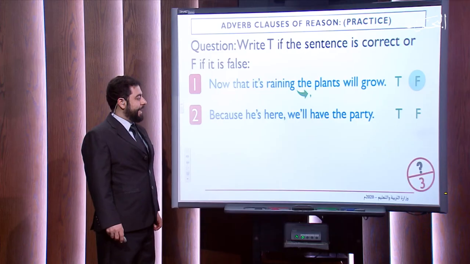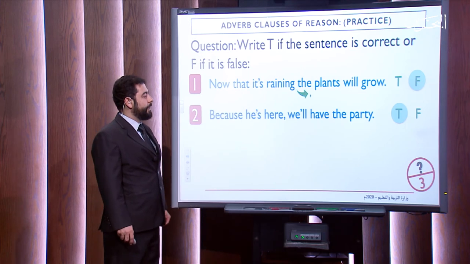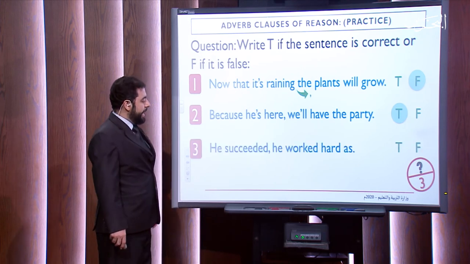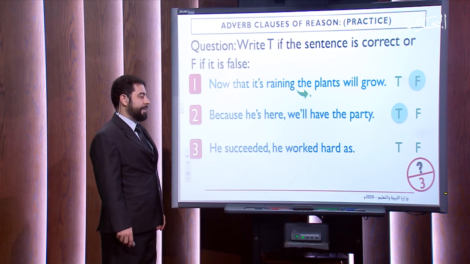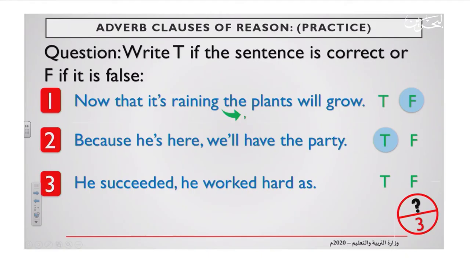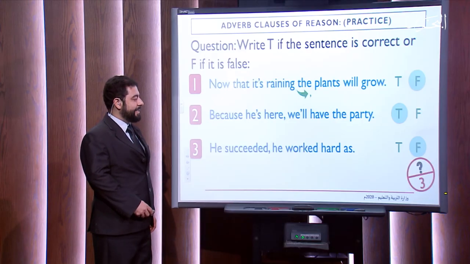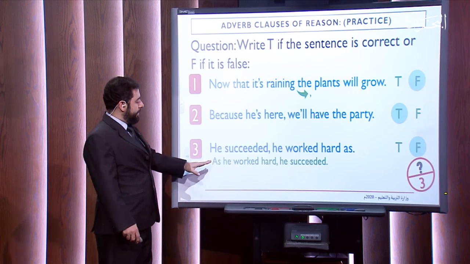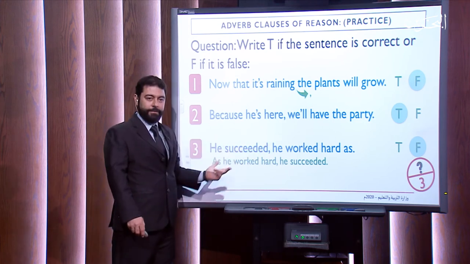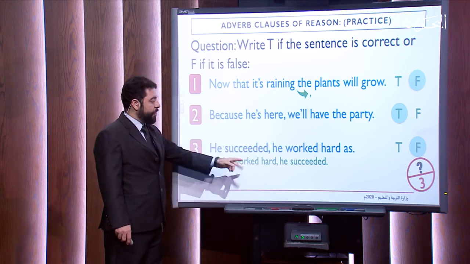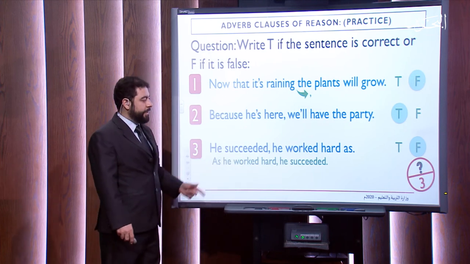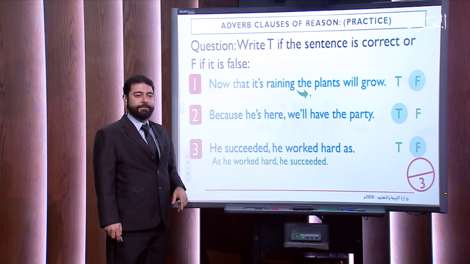Let's check the answer. The answer is true, because he's here, we'll have the party. Okay, third one. He succeeded, comma, he worked hard as. True or false? 5 seconds. Okay, let's check the answer. The answer is false. Why is that? As he worked hard, I switched, you see? As he worked hard, comma, he succeeded. Now give yourself a mark of 3 and let's carry on.